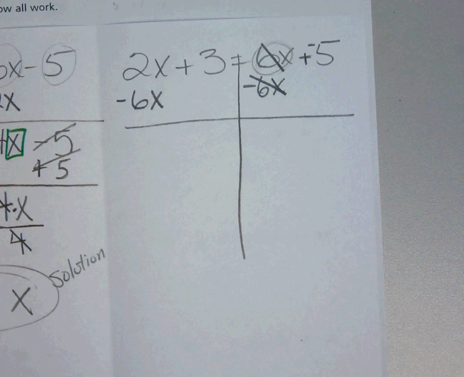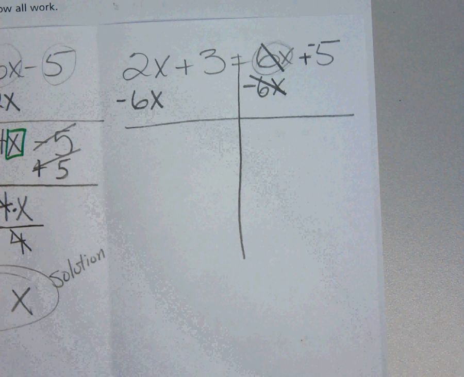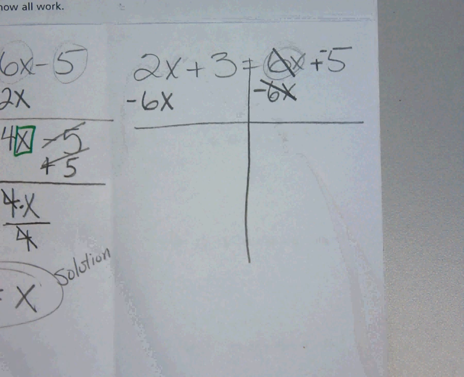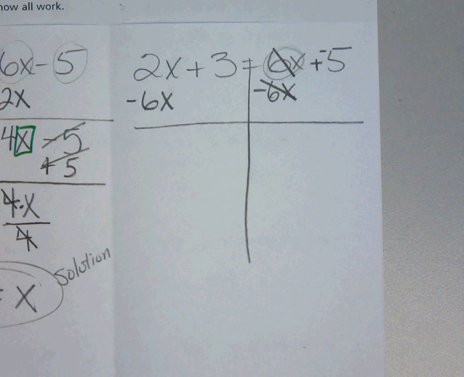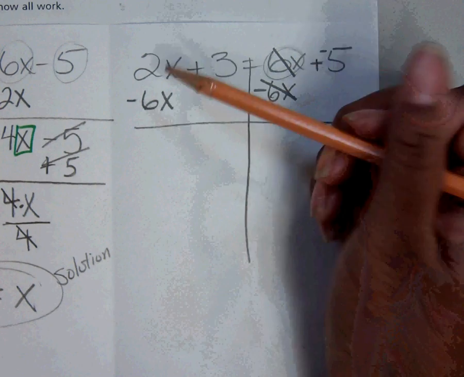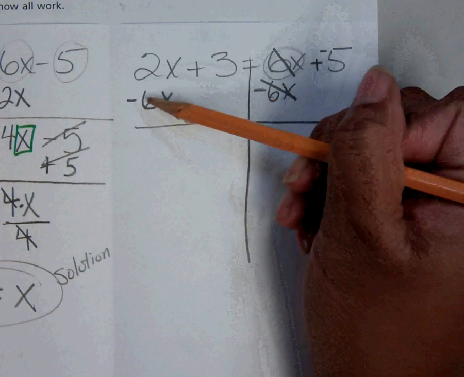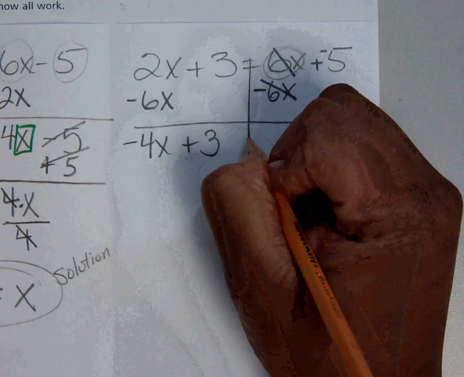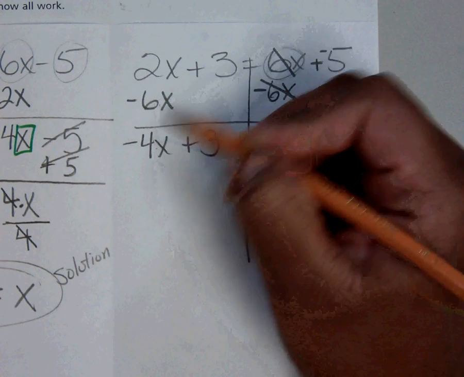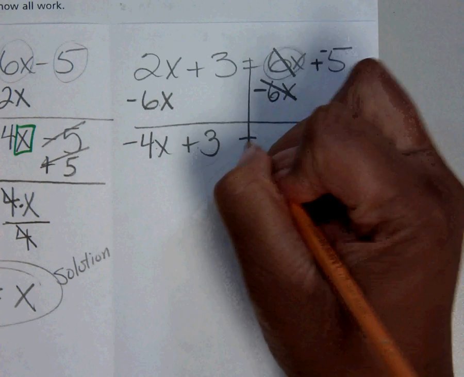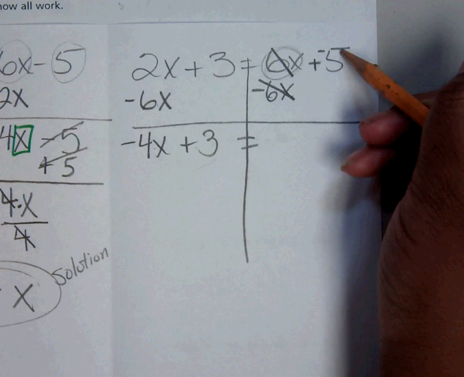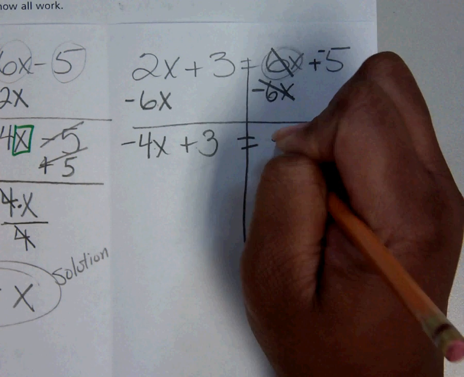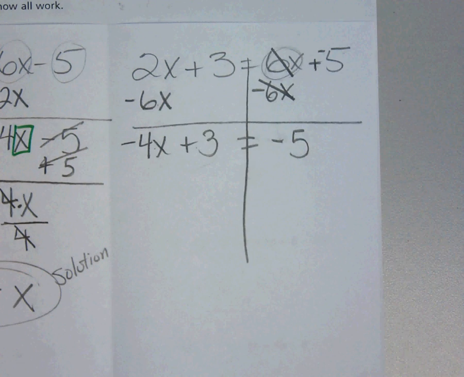And I want to be careful about using the words "change the sign," because I don't want you to think that you always change the sign to move it. So we're going to say inverse operations. So 2x minus 6x is going to be negative 4x plus 3. That's negative 4x. I bring down plus 3. Now that was plus a negative 5, wasn't it? So do you think I need to write negative 5 here? Oh yes, if I don't, the problem will be wrong.